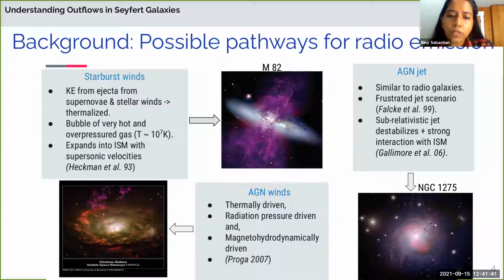So with our study, we are trying to address the question of what leads to the origin of radio emission, which is outflow-like in Seyfert galaxies. Is it star formation, or is it shock acceleration by winds or AGN jets? In particular, can we make use of radio polarization to disentangle the contribution from jets versus other possible contributors?